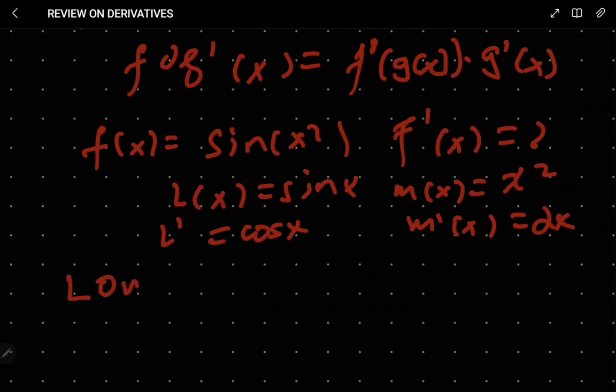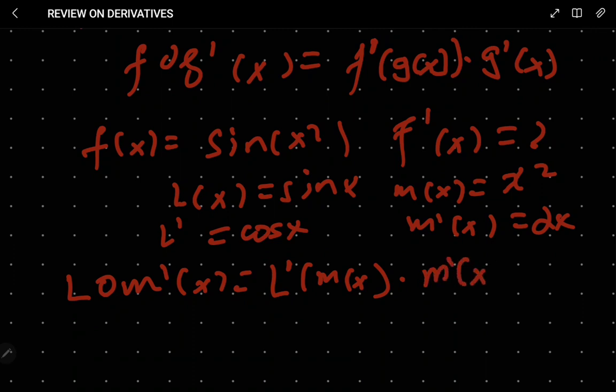So L of m derivative of x is equal to L derivative of m of x times the m derivative of x. This is very important. You need to know this. So how much is this? This is L derivative, but L derivative of x is cos x. What is L derivative of m of x? Instead of this x, you are using m. So that is L derivative times what?